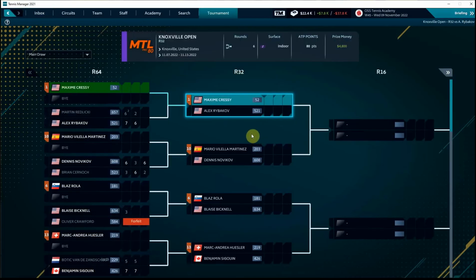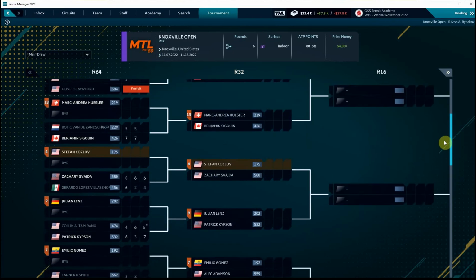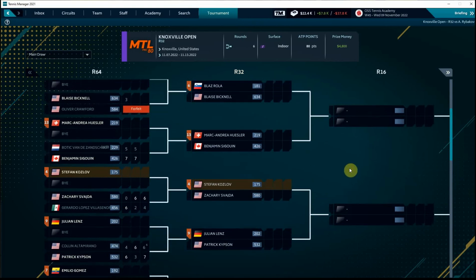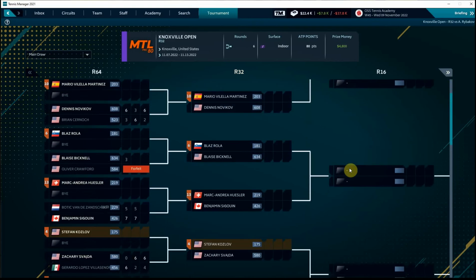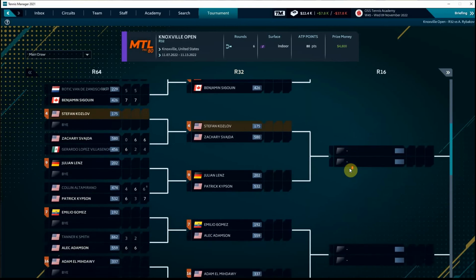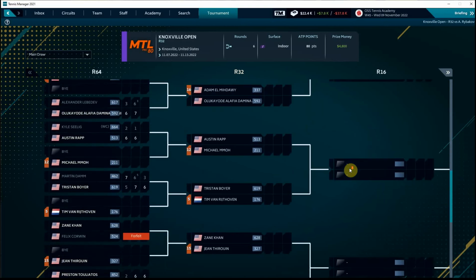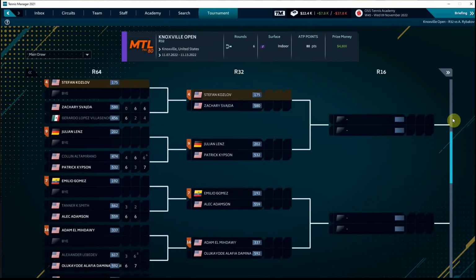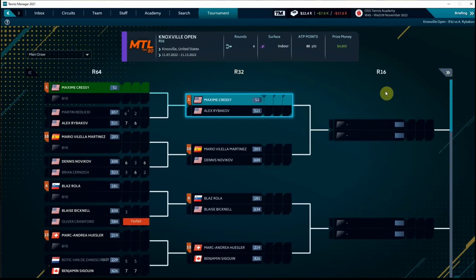Looking at the draw, Maxime is the number one seed in this 80-level event, so the pressure is going to be on him. And Stefan is the fourth seed, similar to when they played in a similar level event a few weeks ago at the beginning of the indoor season. They'd be facing each other, it looks like, in the semifinals if they both get that far. So hopefully that will be the case.